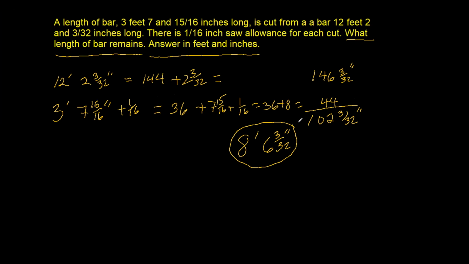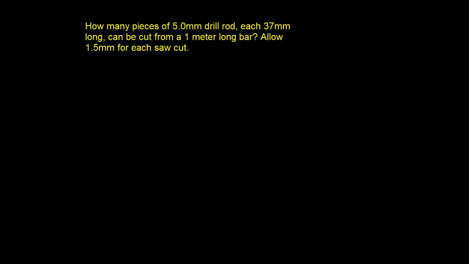So let's look at another problem then. In this second problem, we have a very similar question being asked. How many pieces of 5mm drill rod, each 37 millimeters long, can be cut from a 1 meter long bar? Allow 1.5 millimeters for each saw cut. So it's kind of similar. Of course, it's in metric, so you have to understand what you're looking at first.